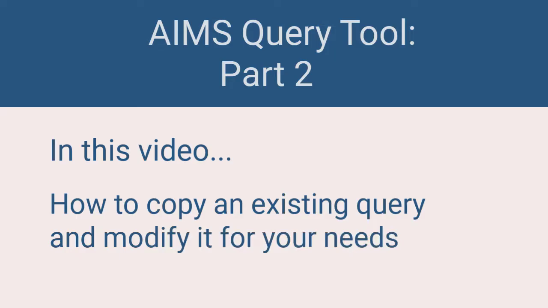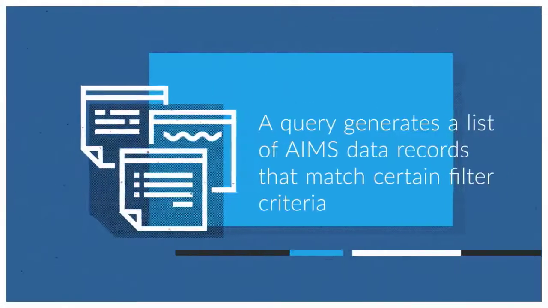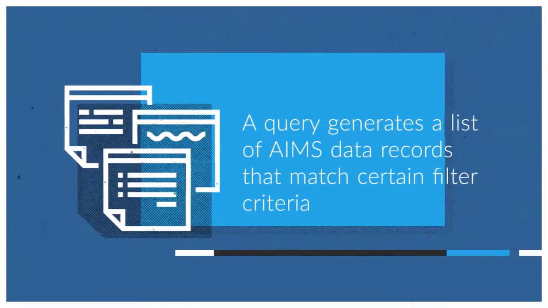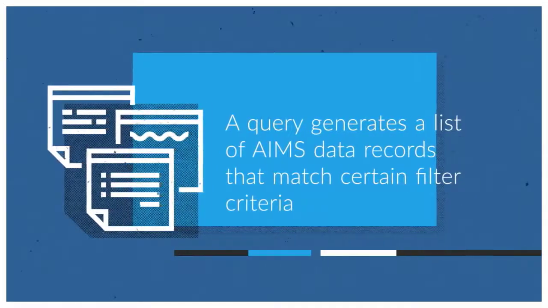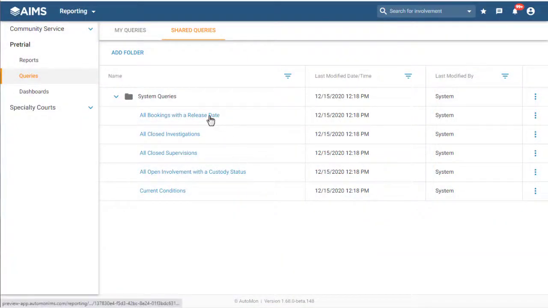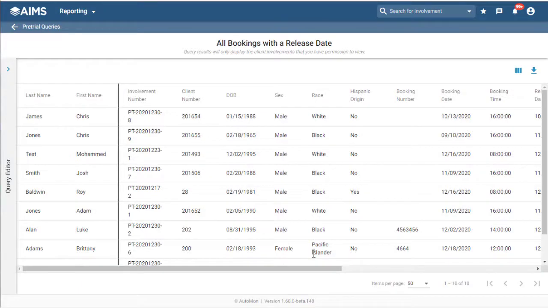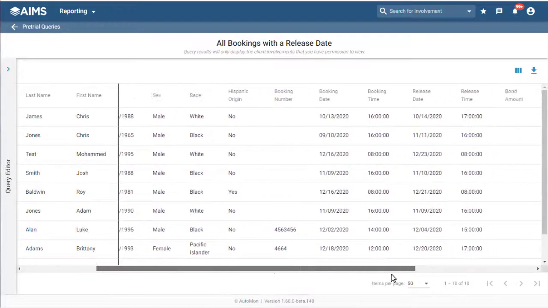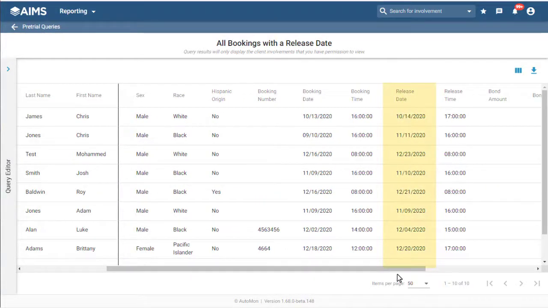Recall from the previous video that a query generates a list of AIMS data records that match certain filter criteria. We saw how the pre-trial All Bookings with a Release Date system query provides a list of all bookings that have a release date entered in the system, indicating that the booked defendant was released.